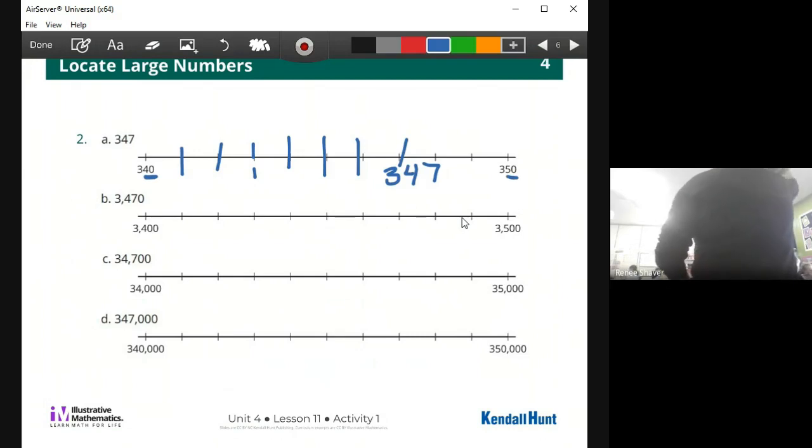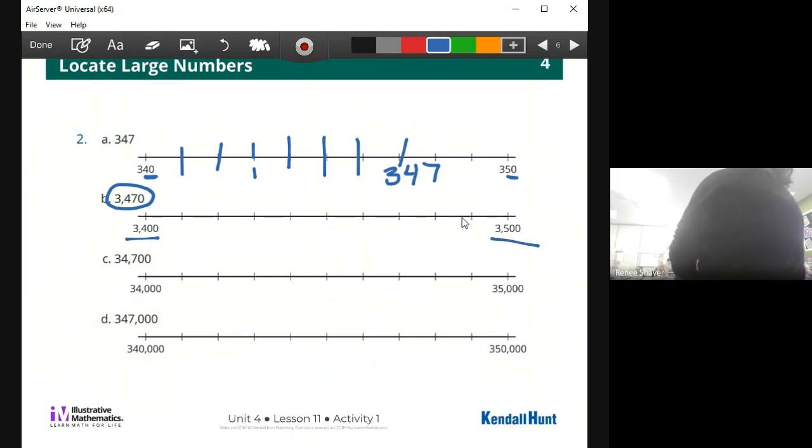There's 10 tick marks, right? But they're counting by 1. Look at B. We're starting at 3,400. We're ending at 3,500. We need to put 3,470 on our number line. What is it counting by? Guys, is it counting by one?